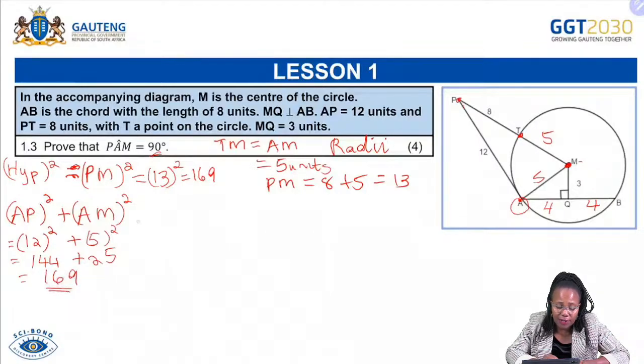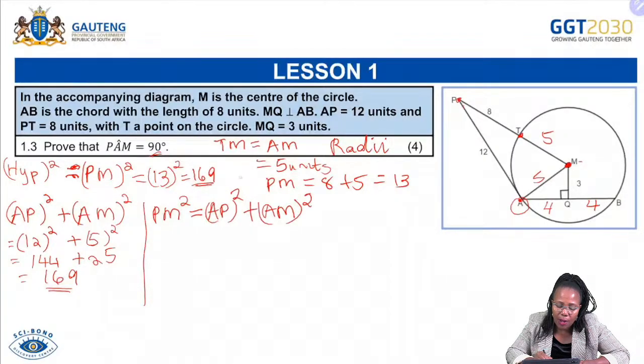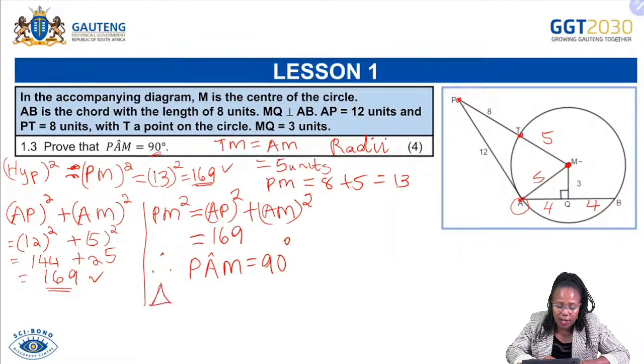Can you see, grade 12, that PM squared, which is also 169, is equal to AP squared plus AM squared? Why? Because they are all equal to 169. We have just calculated that. If that is the case, therefore, angle PAM is equal to 90 degrees. This concludes that triangle PAM is a right angle triangle.